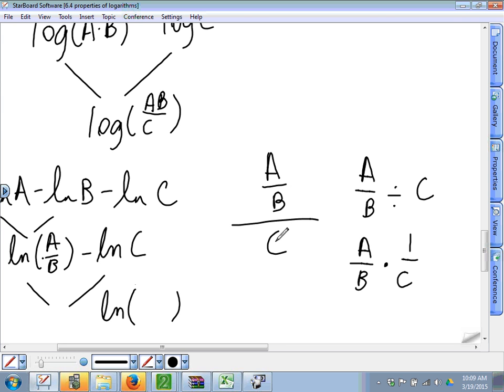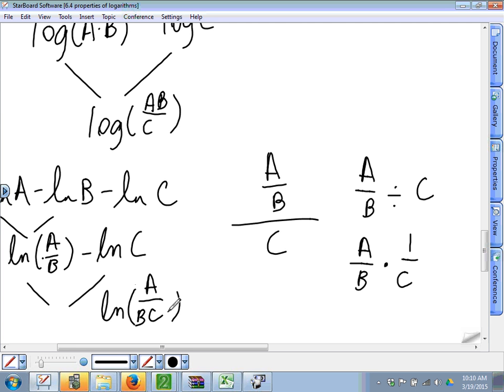A over B over C is the same as A over B divided by C, which is the same as A over B multiplied by 1 over C. Where am I going with this? What's the final answer? A over BC. Is that what you're trying to say? Yeah.